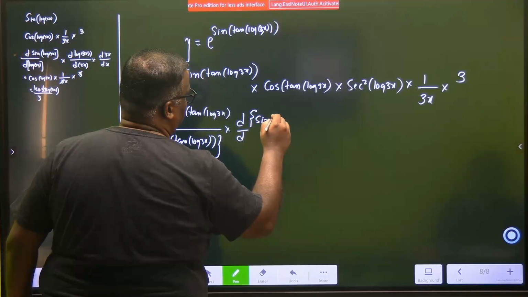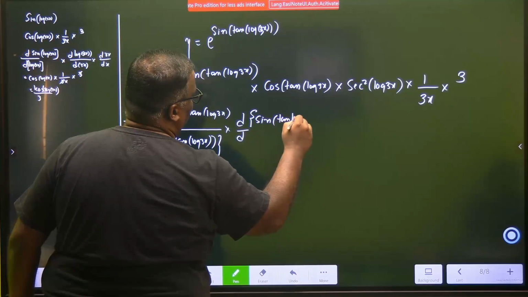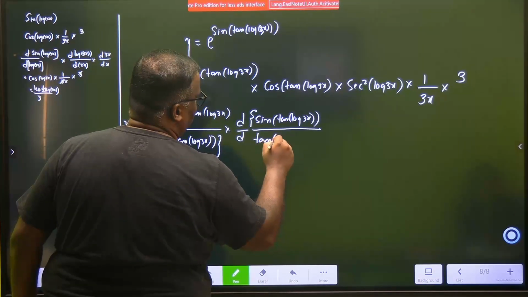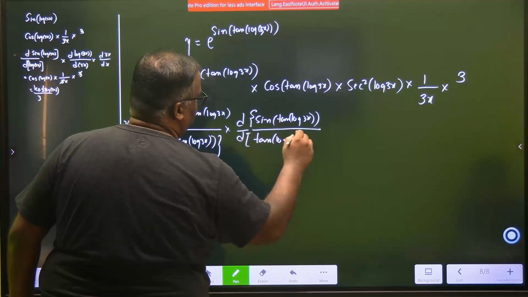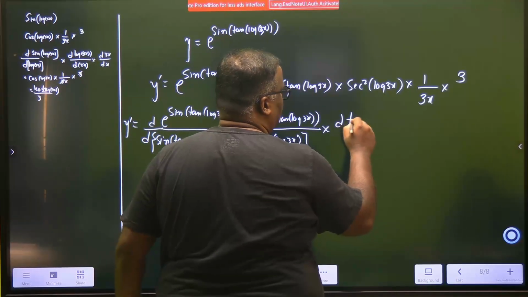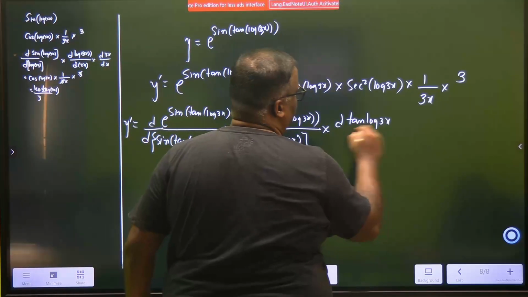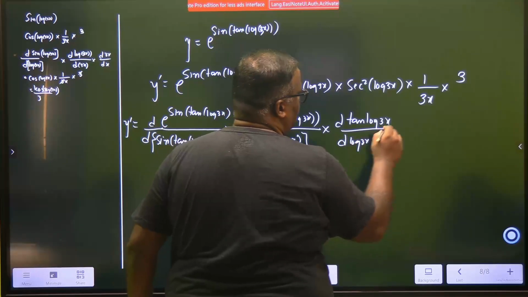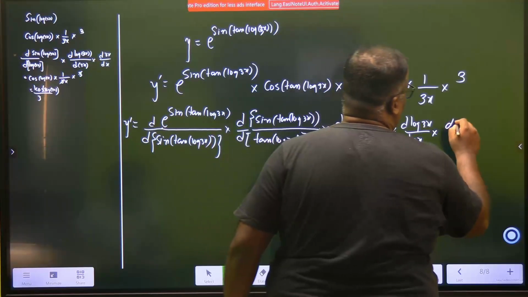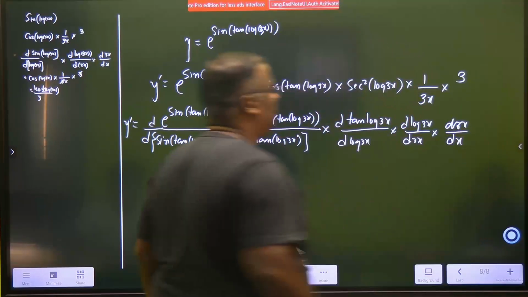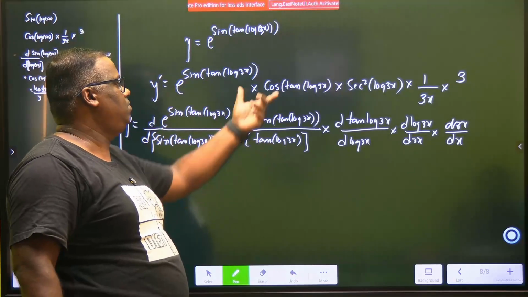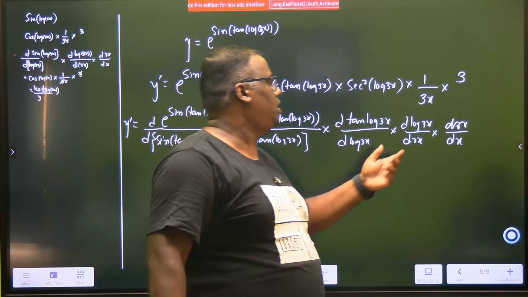Sine of tan of log 3x. So here I will write tan of log 3x. Alright? Now I have to lift this one on top. D tan of log 3x divided by d log 3x. Now I have to lift d log 3x divided by d3x. Finally d3x by x. Now just check. This one is e to the power this. This became cos. Tan became sec square.